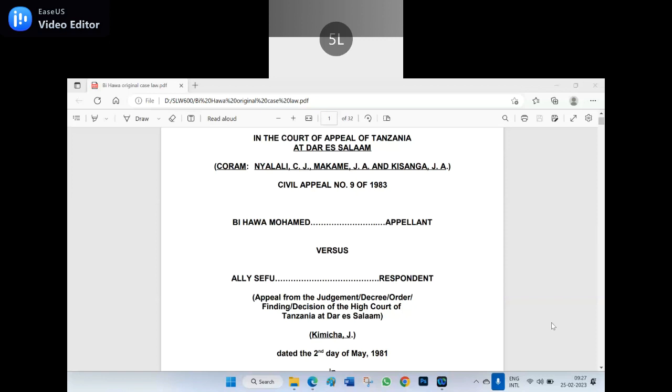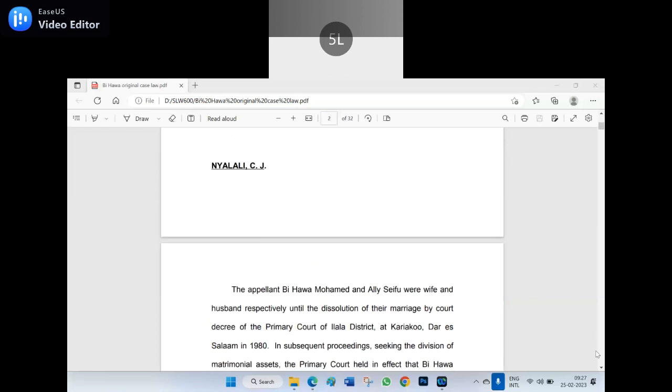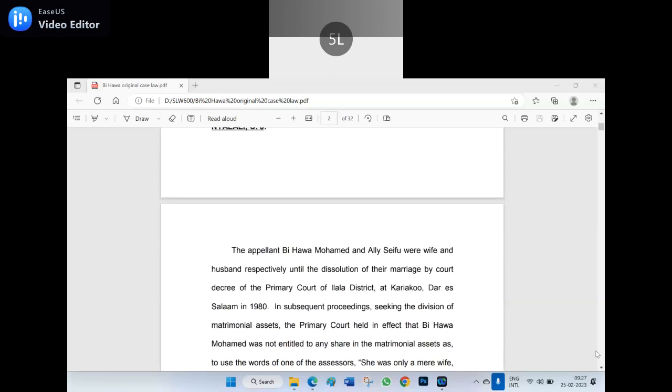So here what I want you to write is 4 lines. And in this also the case law comes; if you read it, it is an appeal case law. The appellant means the person who goes to the higher court and taps the door. Bi Hawa Mohamed and Ally were the wife and husband respectively, under the dissolution of the marriage by the decree of the primary court of Ilala district, Dar es Salaam.